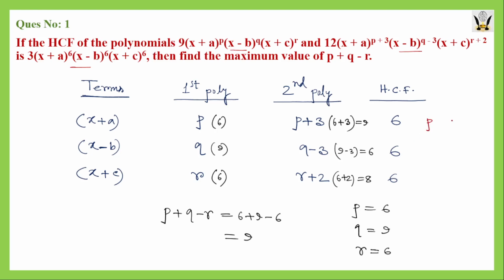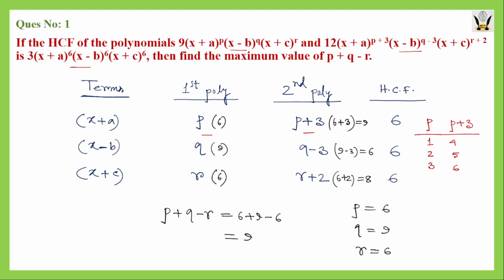Now between p and p plus 3, for those two polynomials, the minimum value of p could be 1. So for the first polynomial, the power could be 1, and for the second polynomial, it could be 4 for the first factor. Then if we take the value of p as 2, then for the second polynomial of the first factor x plus a, the power value could be 5. Now if we choose the value of p as 3, then for the first polynomial, the power of the first factor will be 3, and for the second polynomial, the power value will be 3 plus 3, it will be 6.